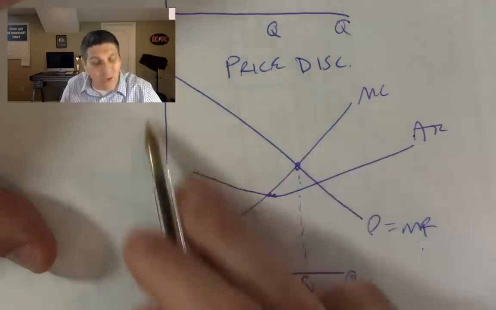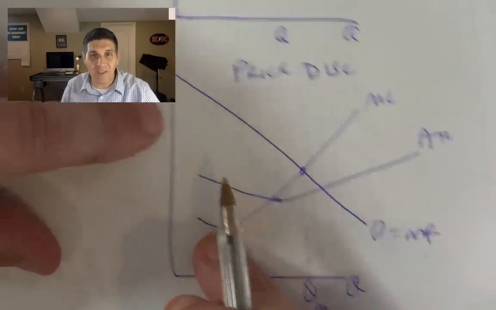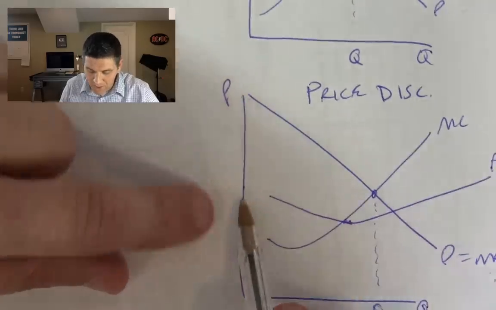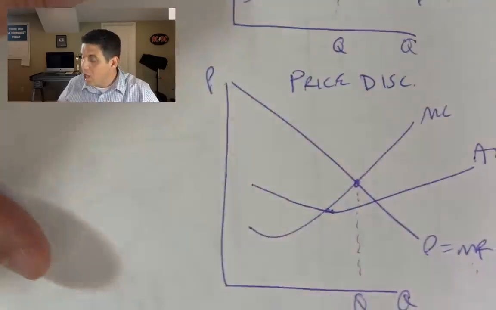No, because there are multiple prices, right? They're charging prices up and down this thing. They're charging one person $100, another person they're charging $20. You can't really label a price. You can label a few other things.